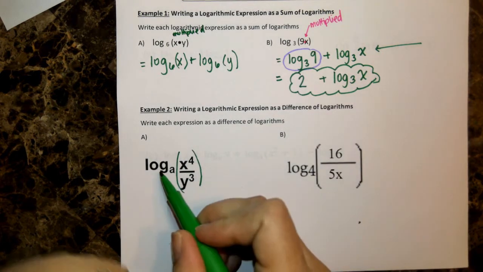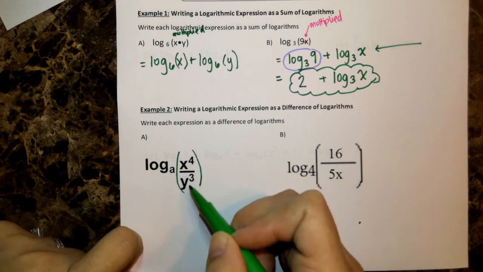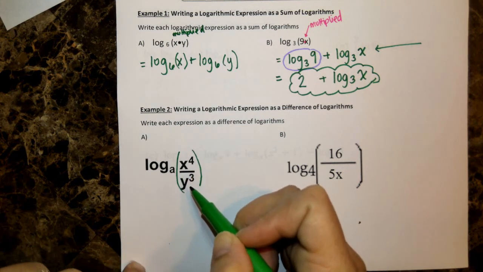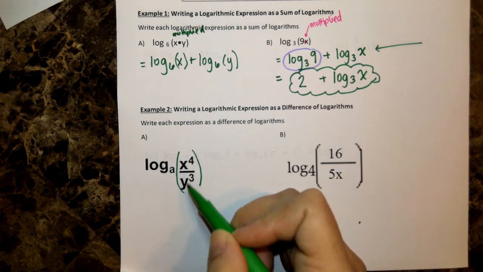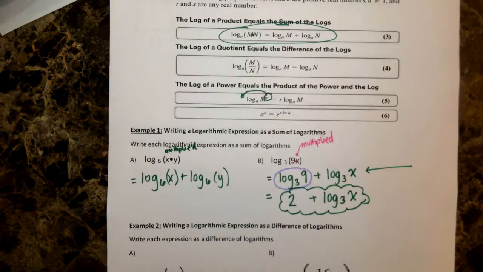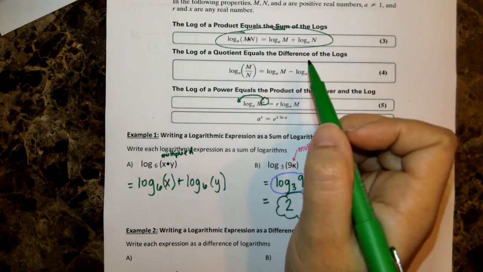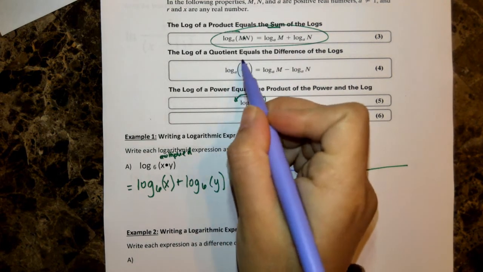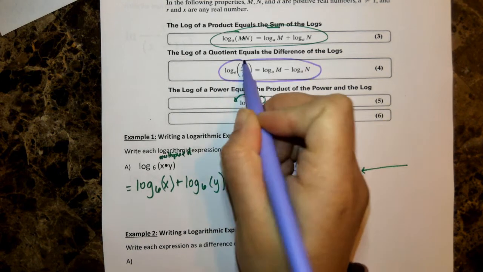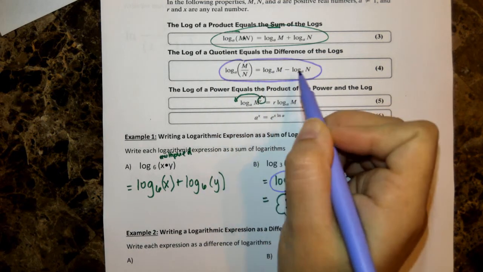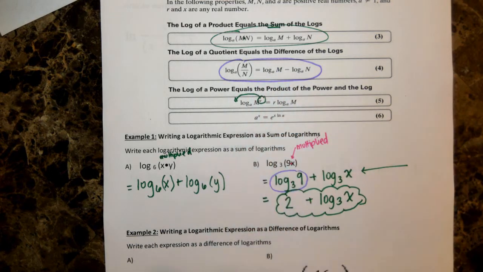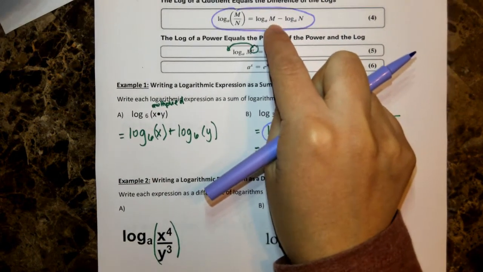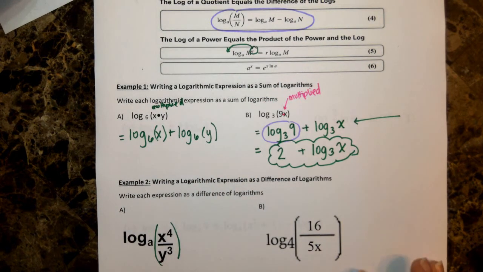Now we have log base A of two things that are being divided by each other. Fractions are division. So we have x to the 4th being divided by y to the 3rd. Anytime you have two things being divided by each other inside of a logarithm, you can use the difference of logs property, which just states that anytime you have two things being divided by each other, you can rewrite it as two separate logarithms subtracting each other. The numerator subtract the denominator. So that's exactly what we're going to use. We're going to use this second property up on top to rewrite our problem as two separate logarithms.